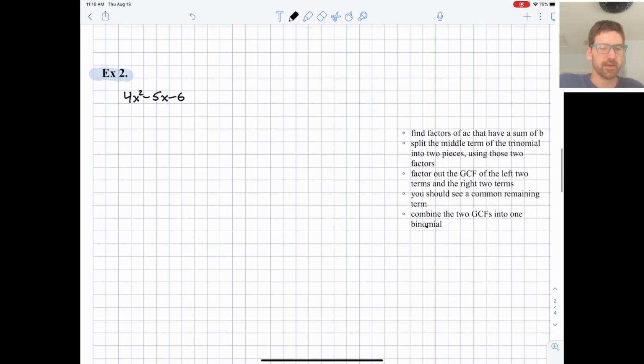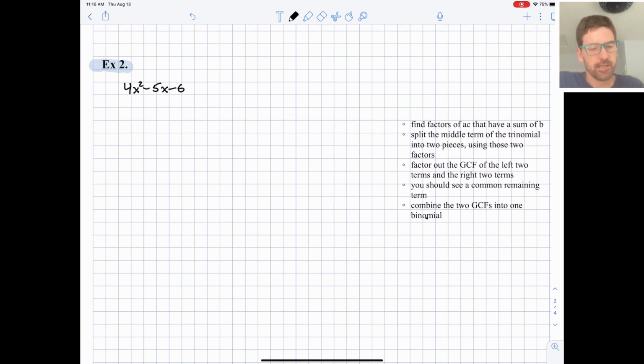Let's practice the AC method again, and this is a harder one because there are some negatives involved. We need to find A times C, which in this case is negative 24. We need to find factors of AC that have a sum of B, so we're not yet done with the first step. So factors of negative 24 that add to negative 5. 12 doesn't do it, negative 8 does it. So negative 8 and 3 will do it.